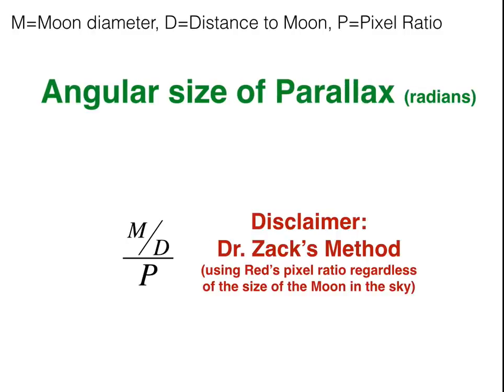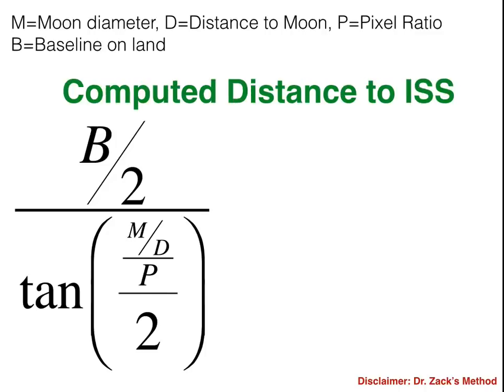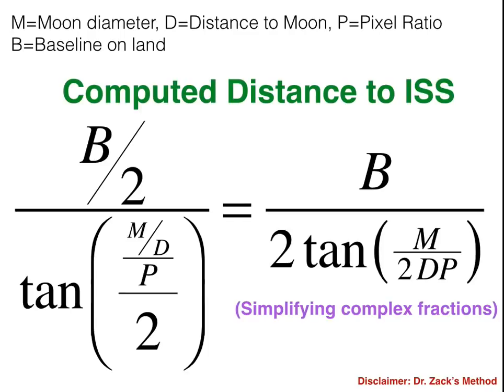And then we divide that by the pixel ratio, and again, this doesn't make sense, but we'll do it anyway, Dr. Zack. Divide by 2 to get a half angle, take the tangent of that, and then divide that into the half of the baseline. Now this gives you a number of complex fractions, so we're going to just simplify these fractions. And this will give us the computed distance to the ISS.